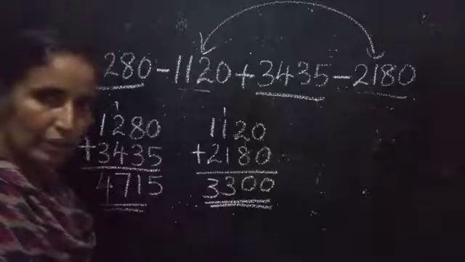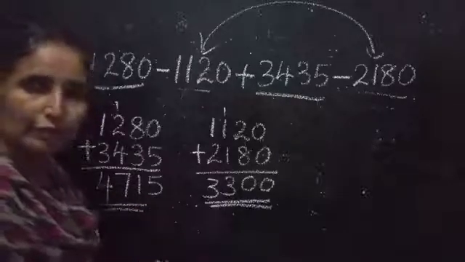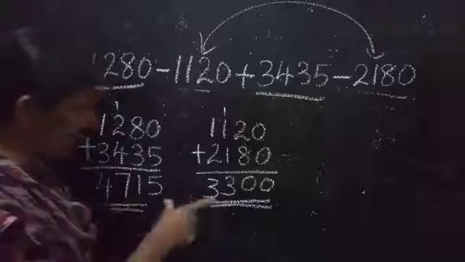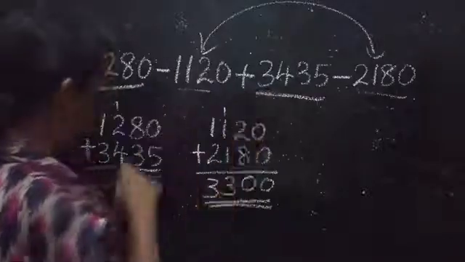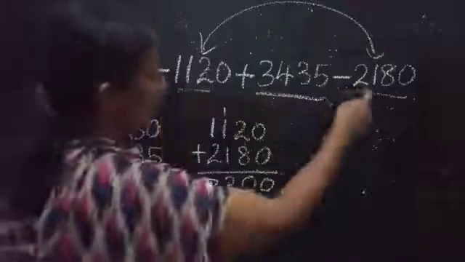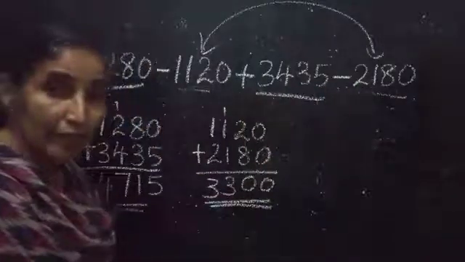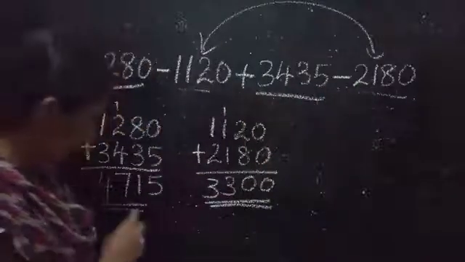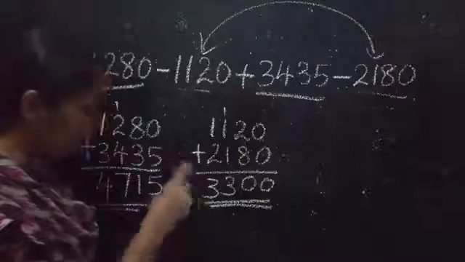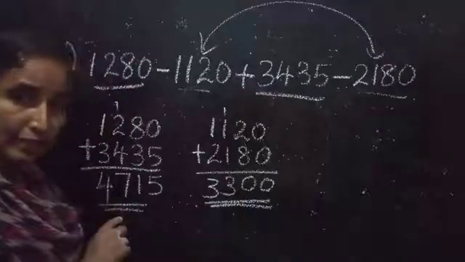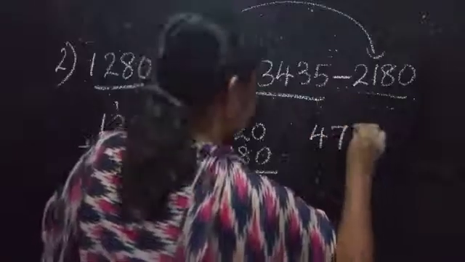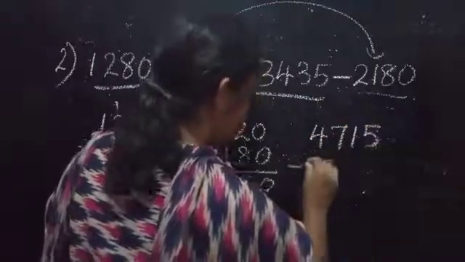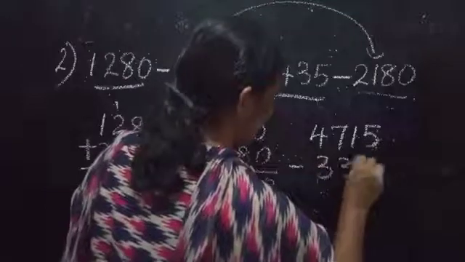Is it over? No, we didn't do the subtraction, isn't it? We have added these two sets only. Here this one and this one we added, and this one and this one also we added. Now what you have to subtract, you know? Small number from the big number. So 4,715 minus 3,300.